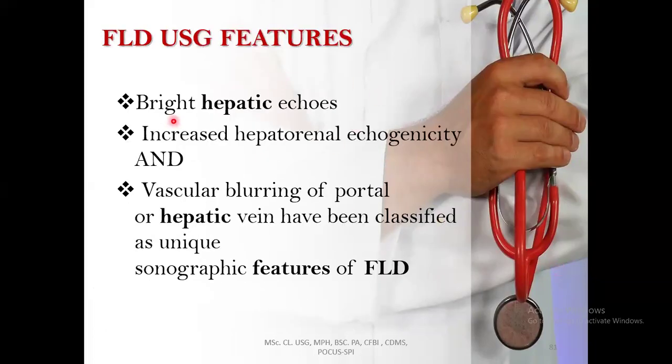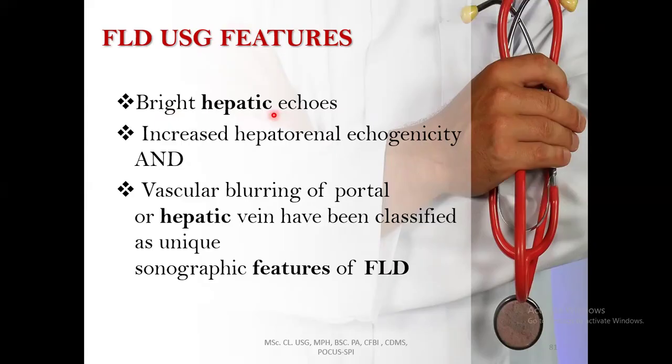So on ultrasound, you see them as bright hepatic echoes. Bright hepatic echoes, increased hepatorenal echogenicity, and vascular blurring of portal or hepatic vein have been classified as what? Unique sonographic features of fatty liver disease. So you see, increased hepatorenal echogenicity. So when you compare the liver and the kidneys, you'll see that there has been increase in echogenicity.